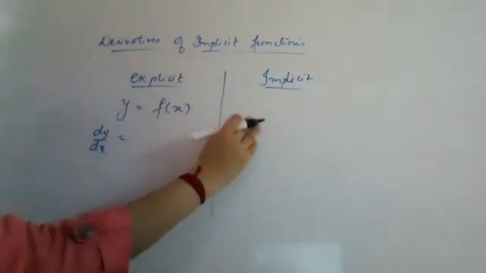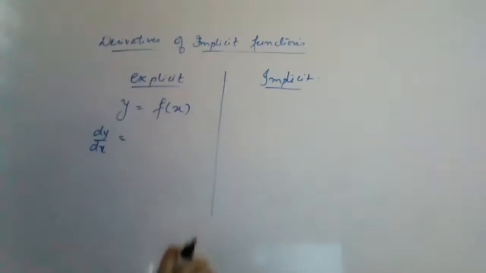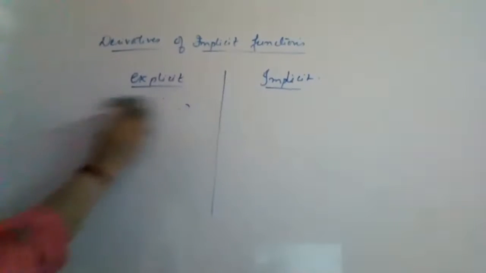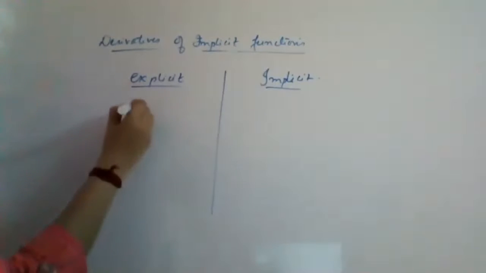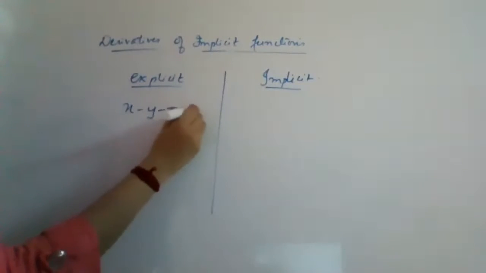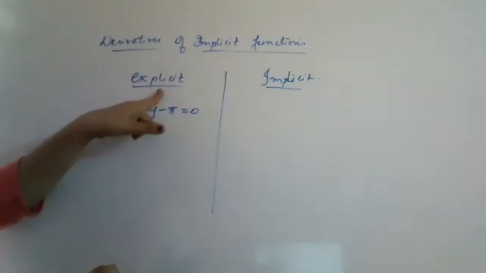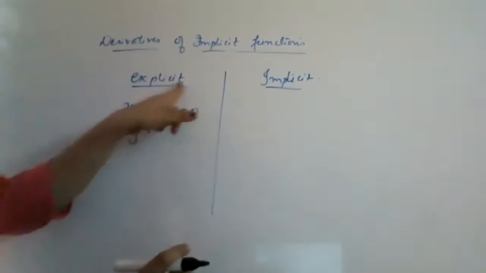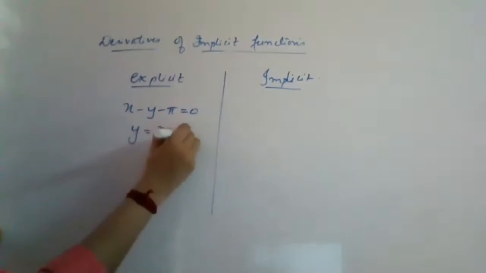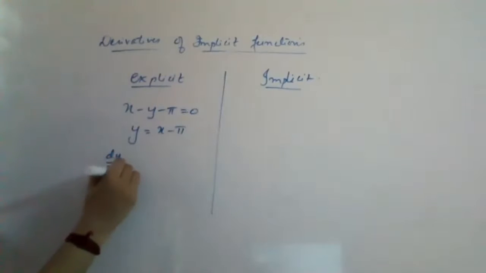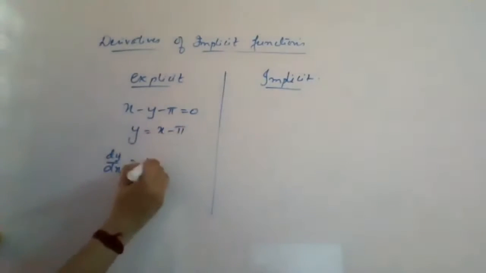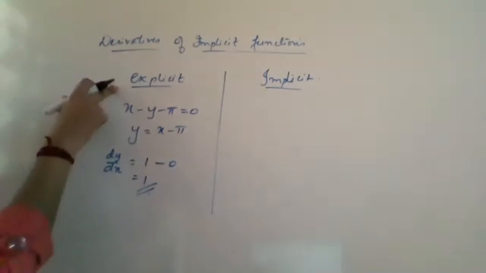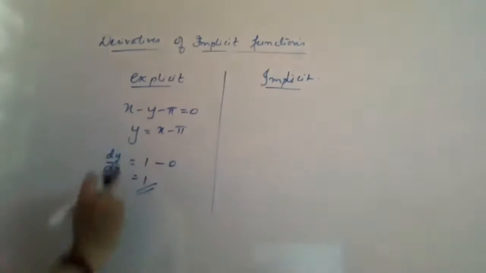Now, if you are not able to separate y and x separately, then it is of implicit form. I'll give you an example in order to get an idea. You have x minus y minus pi equal to 0. One example. I have written below explicit because here I can split this as y equal to x minus pi, and you can just differentiate and get the value of the derivative. X derivative is 1, pi derivative is 0, so you get dy by dx is equal to 1. Understood? So this is your explicit form where you can separate your y and differentiate directly.